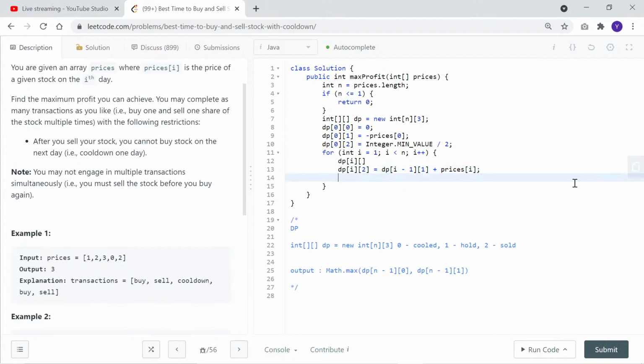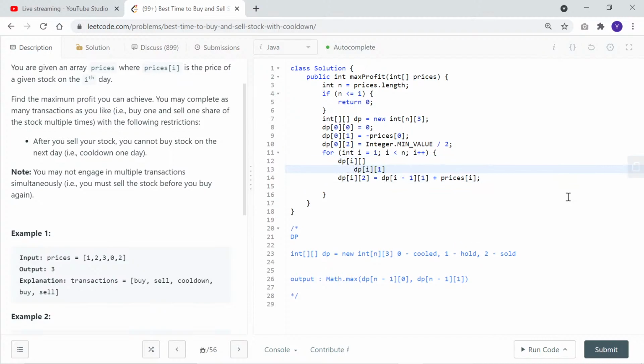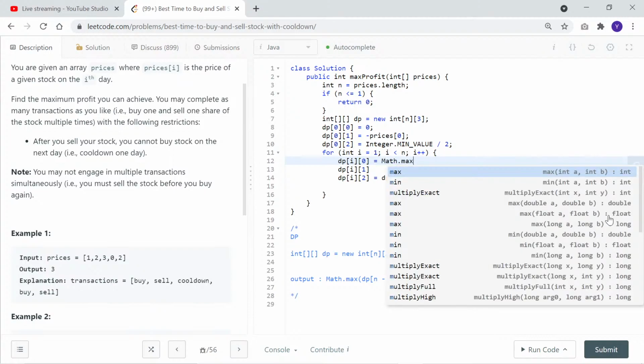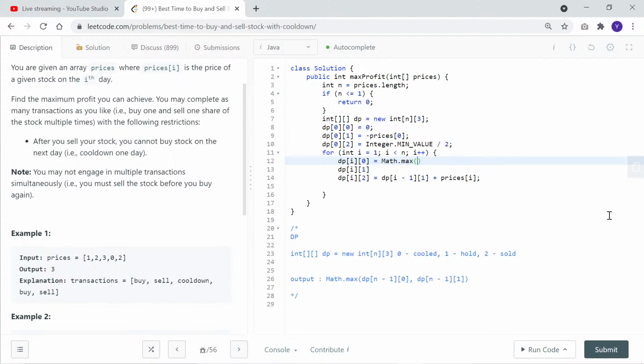But the other two have two possibilities. One is dp[i][3]. Another one is dp[i][1] and dp[i][0]. Let's work on these two. We need to have the max profit.